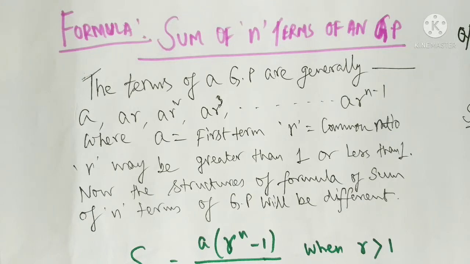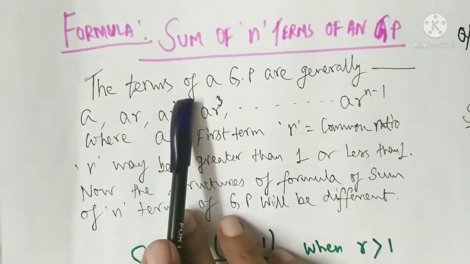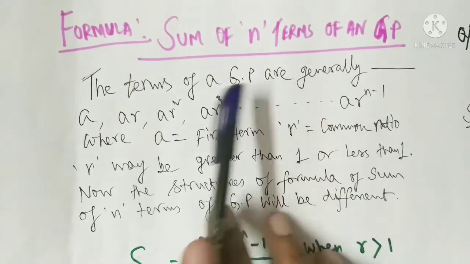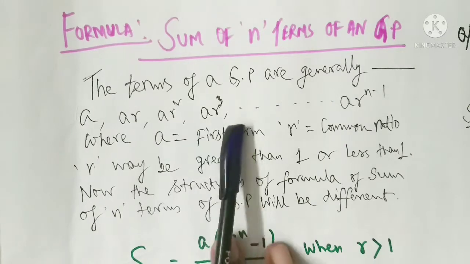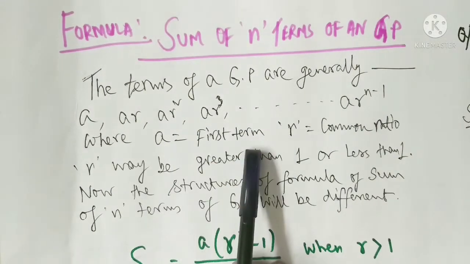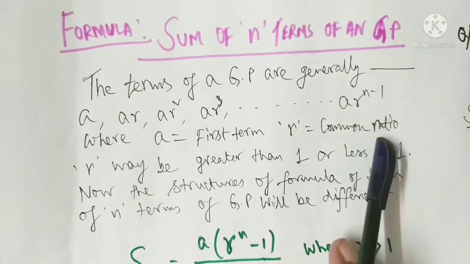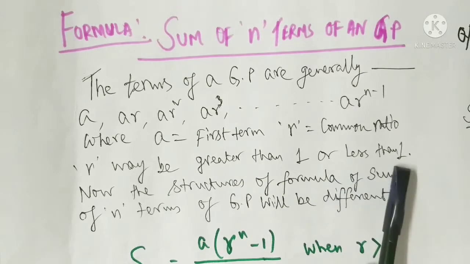In the previous video we discussed the nth term of a GP and the general idea of a GP. Now, for the formula of the sum of n terms of a GP, first we will discuss the terms of a GP. They are generally A, AR, AR square, AR cube, and so on up to A r to the power n minus 1, where A equals the first term and R equals the common ratio. R may be greater than 1 or less than 1.